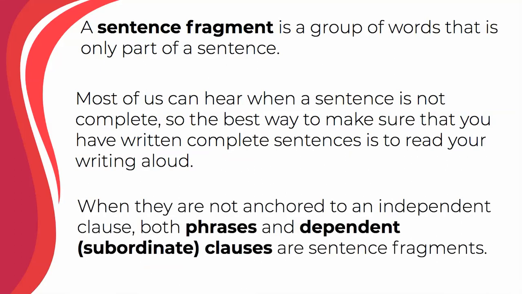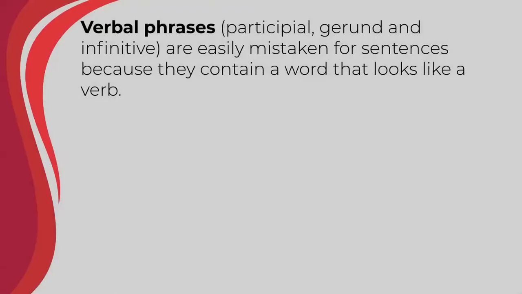When they're not anchored to an independent clause, both phrases and dependent clauses, also known as subordinate clauses, are technically sentence fragments. Verbal phrases, such as participles, gerunds, and infinitives, are easily mistaken for sentences because they contain a word that looks like a verb.